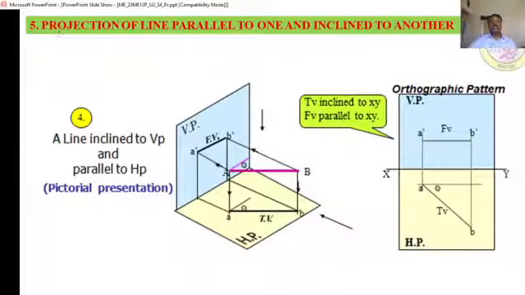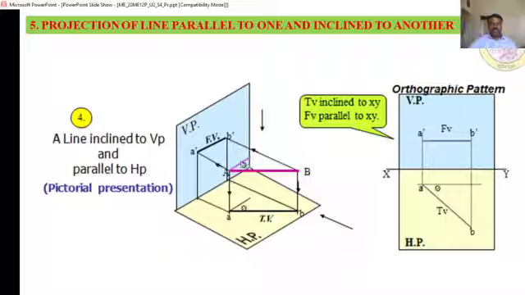One more case here: projection of a line parallel to one plane and inclined to another. Here we have taken the line inclined to VP. Inclined to VP is represented by a mathematical notation called phi, and this line is parallel to HP. As you know, this is VP. Now, can you see this line is parallel to VP.